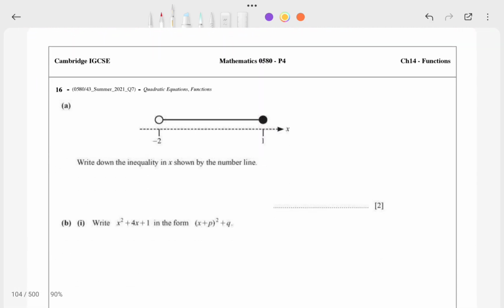Okay, let's move to the next question. Question number 16. This question has been taken from 0580/43 May/June 2021, question 7. Okay, part A. Write down the inequality in x shown by the number line.